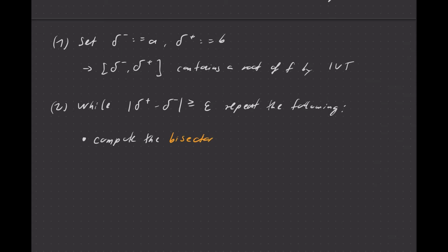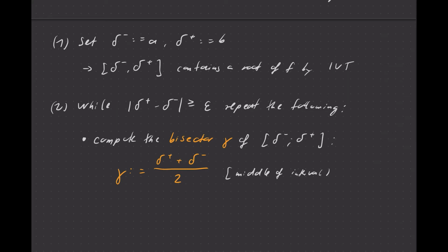And this bisector simply is the middle of the interval. We call that gamma of the interval delta minus to delta plus. And gamma is simply defined as delta plus plus delta minus divided by 2. So what that is, is the middle of the interval, the midpoint.